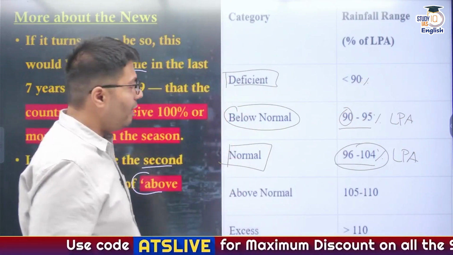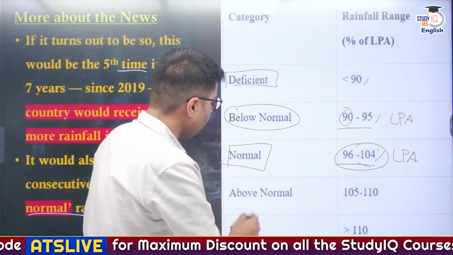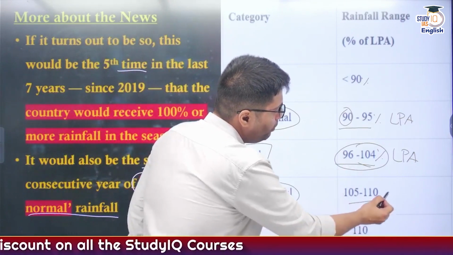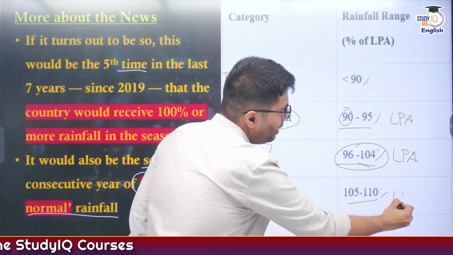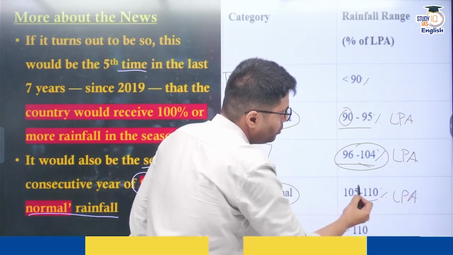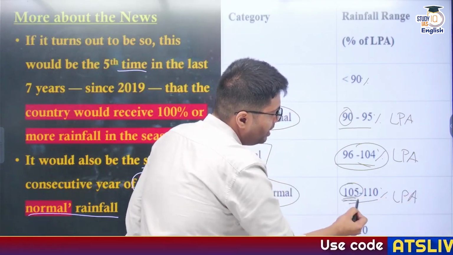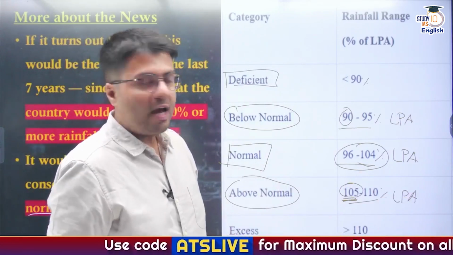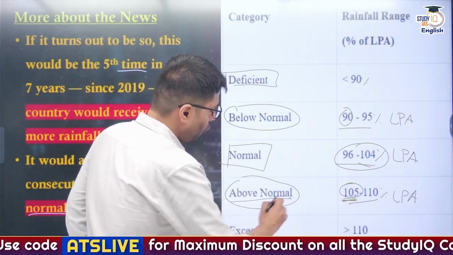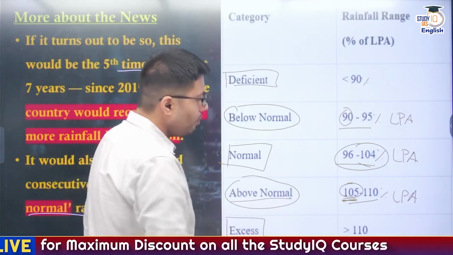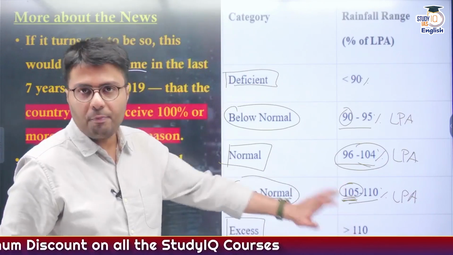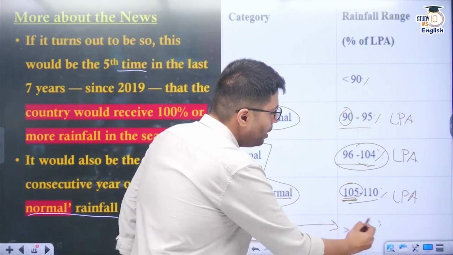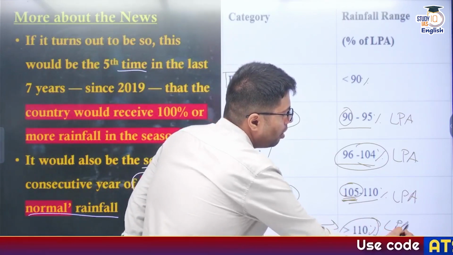Moving on to the other side, if it is more than 104%, then it is called above normal rainfall, which means rainfall between 105 to 110% of long period average. And as you can understand, the IMD has said this year it will be 105% of long period average, which means it will be an above normal rainfall. Similarly, if it exceeds 110% of long period average, this would mean that the rainfall will be in excess, right?